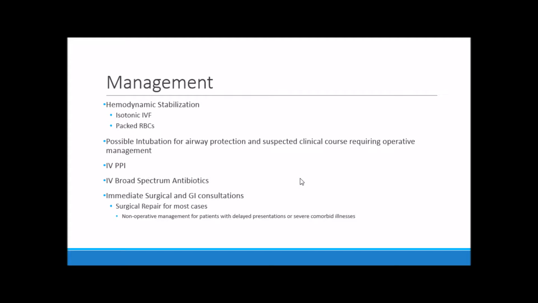How do you manage this? You want to hemodynamically stabilize somebody with isotonic IV fluid. They may need blood. Okay? You might need to intubate them if their airway is unstable. Most of these patients are going to get whisked off to the OR. So oftentimes we will intubate them understanding that the clinical course is probably going to be rough, and they are going to get intubated anyway in the OR. So sometimes we do it sooner rather than later.